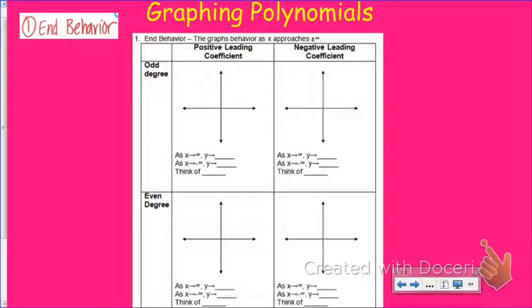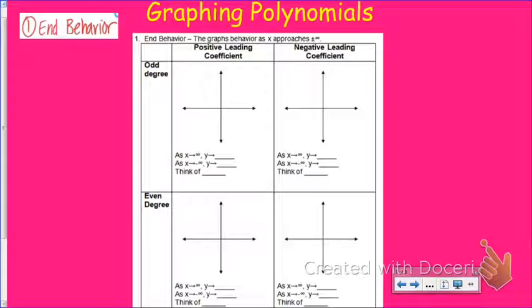Hi guys, so what we're going to do today is start graphing some polynomials. In order to graph our polynomial, we're going to look at a couple different components of the equation to draw a couple specific things. The first thing that we're going to look at is end behavior.